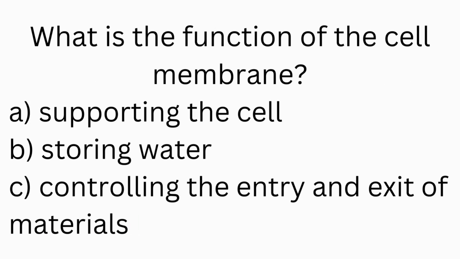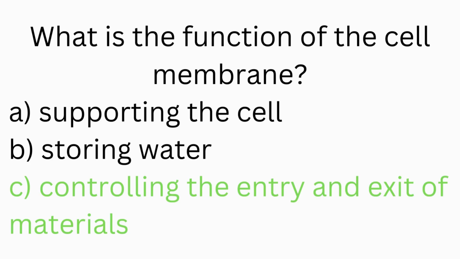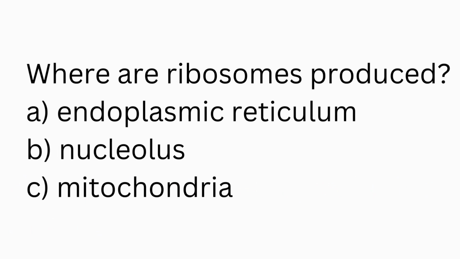Question 3. What is the function of the cell membrane? Is it to support the cell, store water, or control the entry and exit of materials? So the answer is C, controlling entry. Question 4. Where are ribosomes produced? Endoplasmic reticulum, nucleolus, or mitochondria? And the answer is ribosomes are produced in the nucleolus.